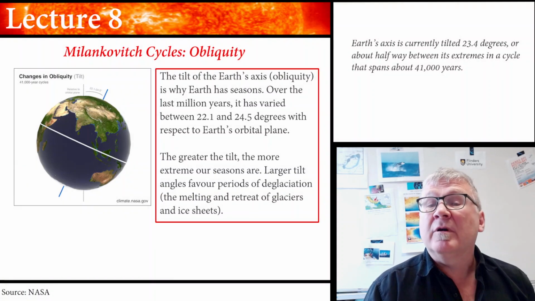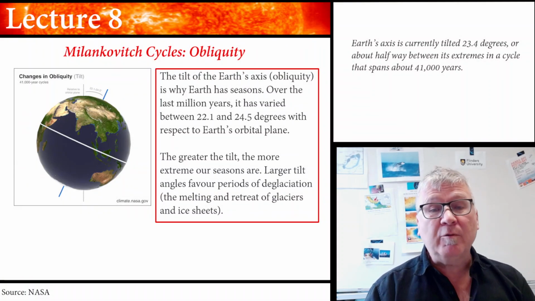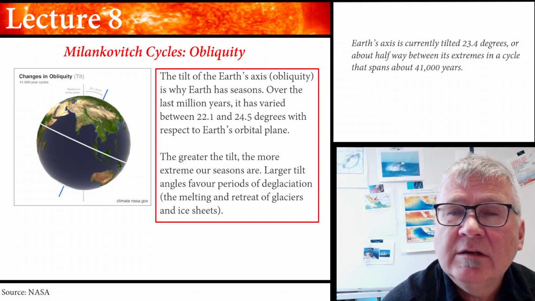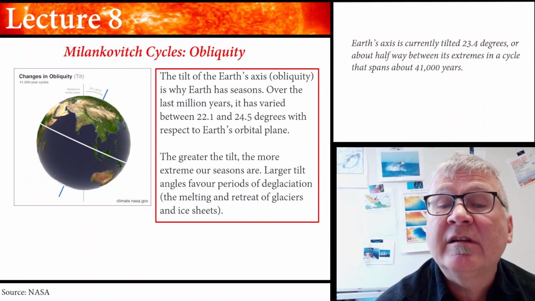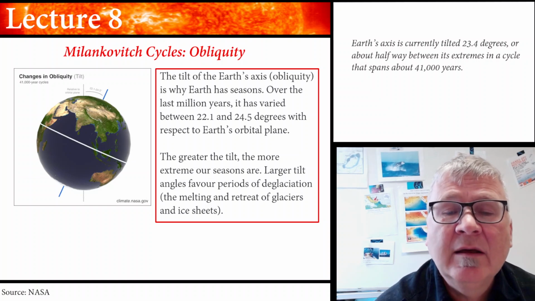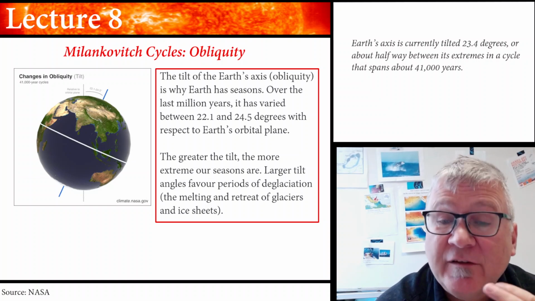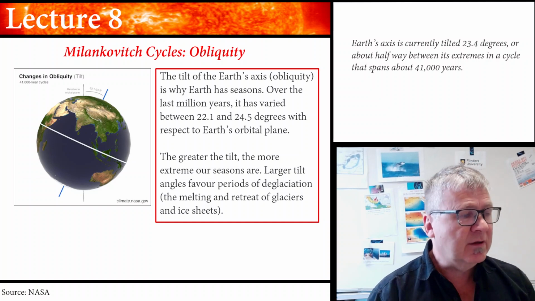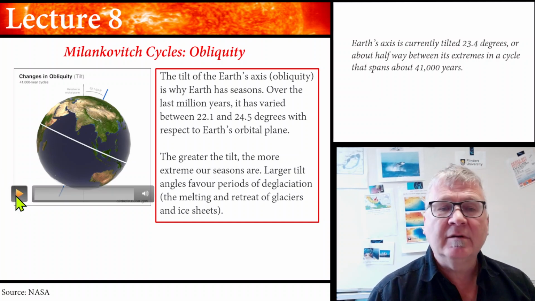So now the second one is called obliquity. It's to do with the tilt of the Earth's axis. And this is why we have seasons. Over the last million years, it has varied between 22.1 and 24.5 degrees with respect to the Earth's orbital plane. I'll show you the animation.